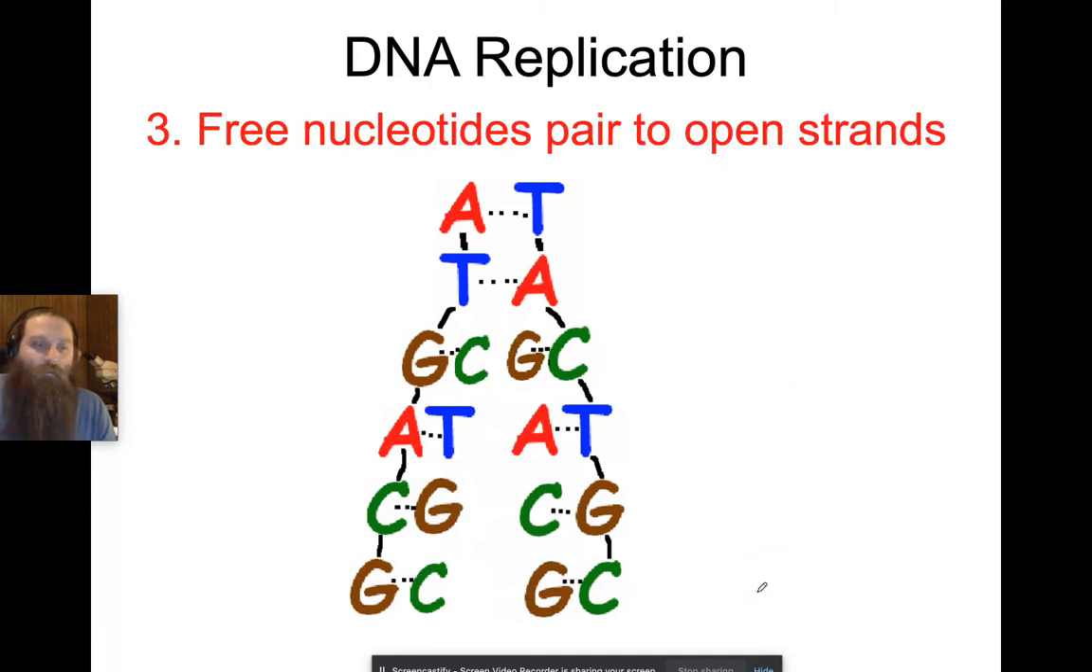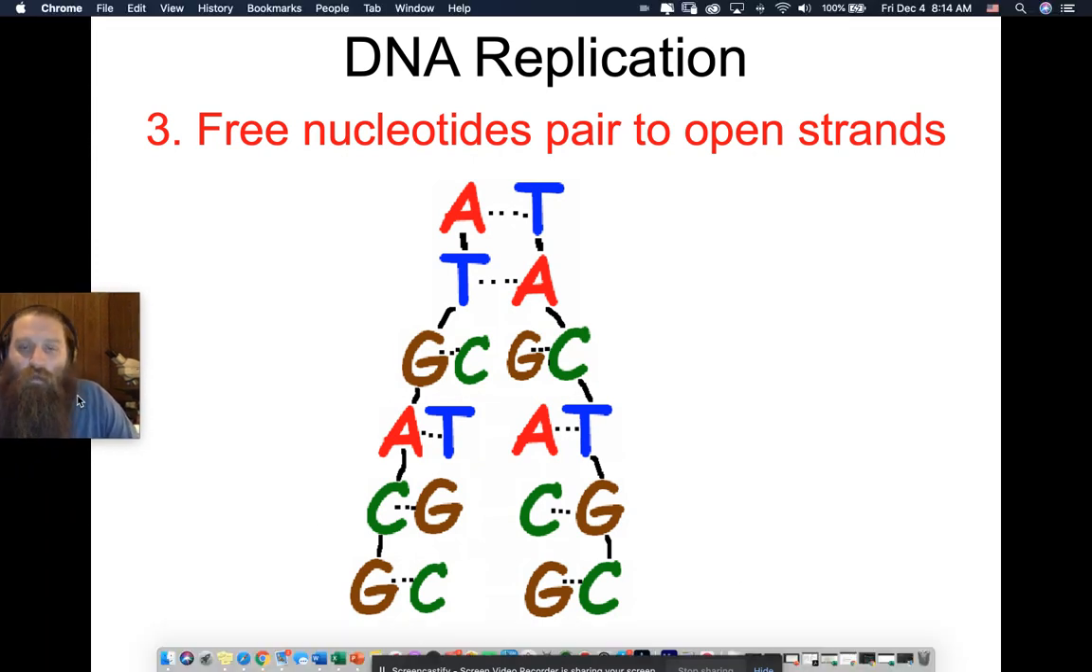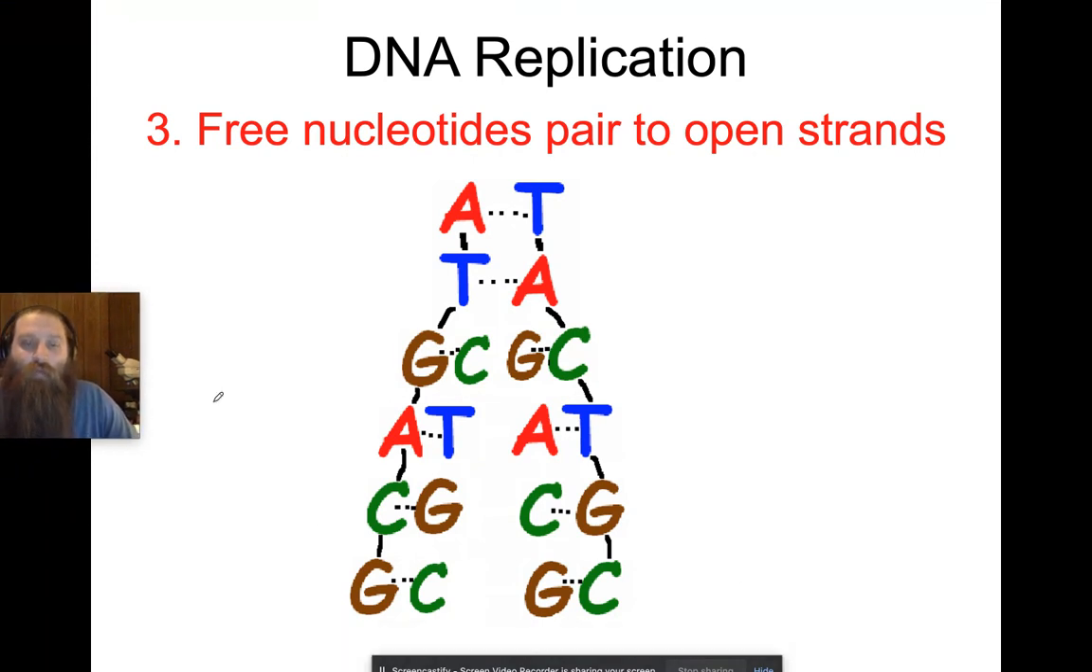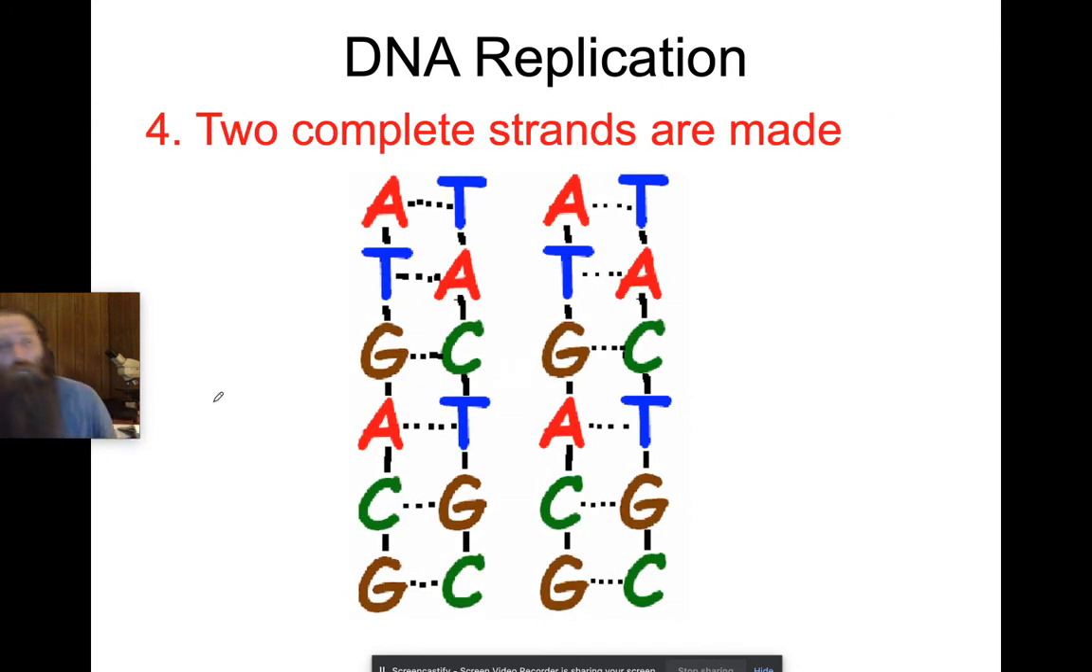Now, once you have unzipped the DNA and those loose ends are just hanging there, then free nucleotides in the nucleus can just fall into place. They want to have those stable hydrogen bonds, and so that's what they do. There's free nucleotides there, they fall into that unzipped DNA, and they make our new strand. Once you've got that in place, hey, look, we've got 2 new strands of DNA.